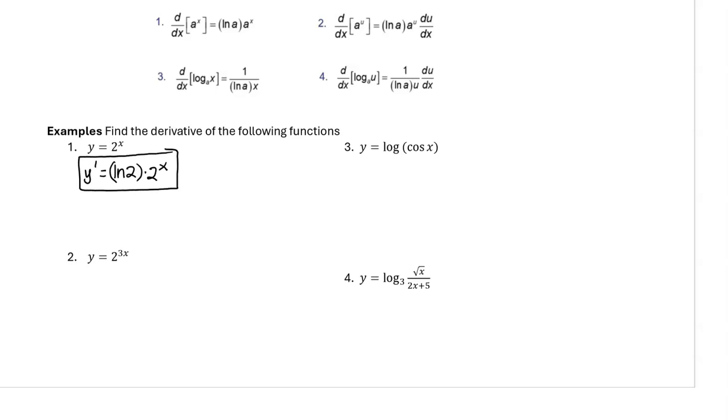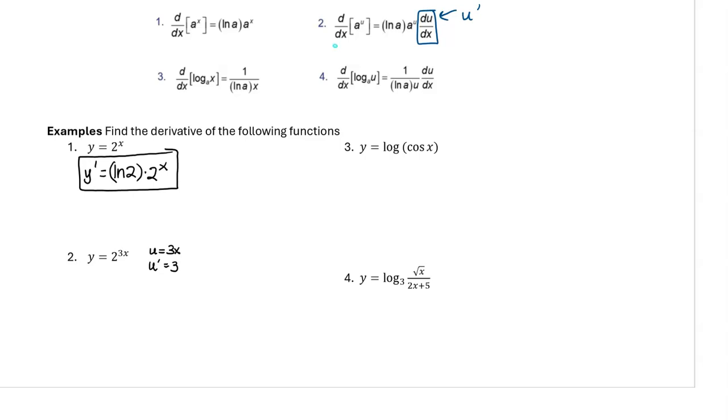Number 2 is a little bit different. Our base is still 2, but this time we have something other than just x in the exponent. This time I will assign u to be 3x, since that's what we have in the exponent. I will take u prime, the derivative of u, which is 3. And I know I'm going to need that because we have this du dx coming from the chain rule. That's the same thing as u prime.